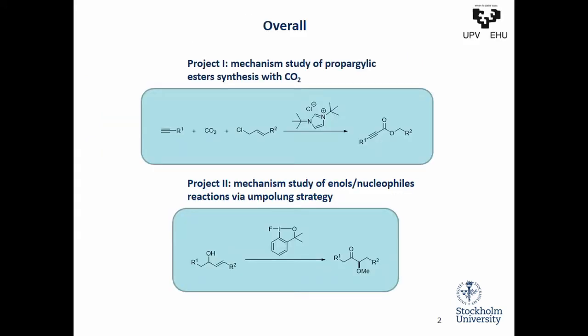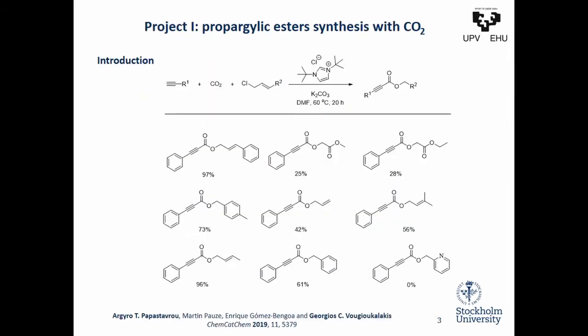The first project is a collaboration with Professor Vougiou-Kelakis from Athens University. This is a reaction between alkynes, CO2, and allylic chloride to form propargylic esters, and this is catalyzed by NHC. So the second part is the mechanism of isomerization and functionalization of allylic alcohol using hypervalent iodine. And so let's go for the first project.